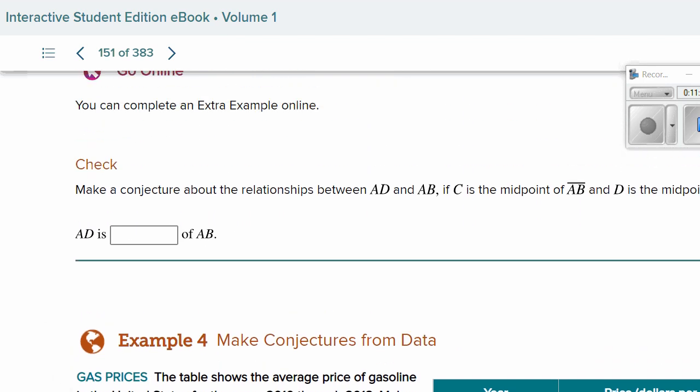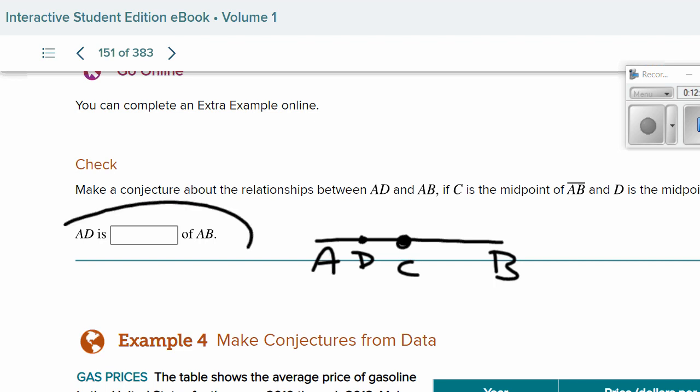Okay, we're going to make a conjecture here. Let's draw a line. We got AD. C is the midpoint of AB, so let's draw that. And D is the midpoint of AC. Okay. So they're asking here in my conjecture, what can I kind of determine? AD is what of AB?